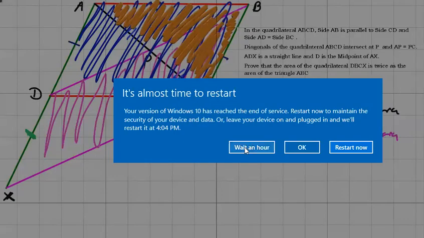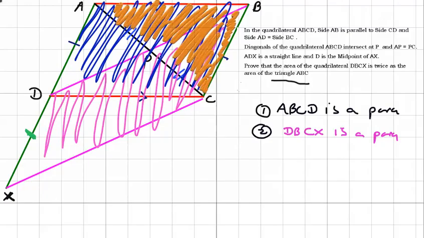So, if ABCD is twice the area of triangle ABC, then DBCX should also be twice the area of triangle ABC. All right? So hope the plan is clear. All right? So let's execute the plan. Let's see whether it works.